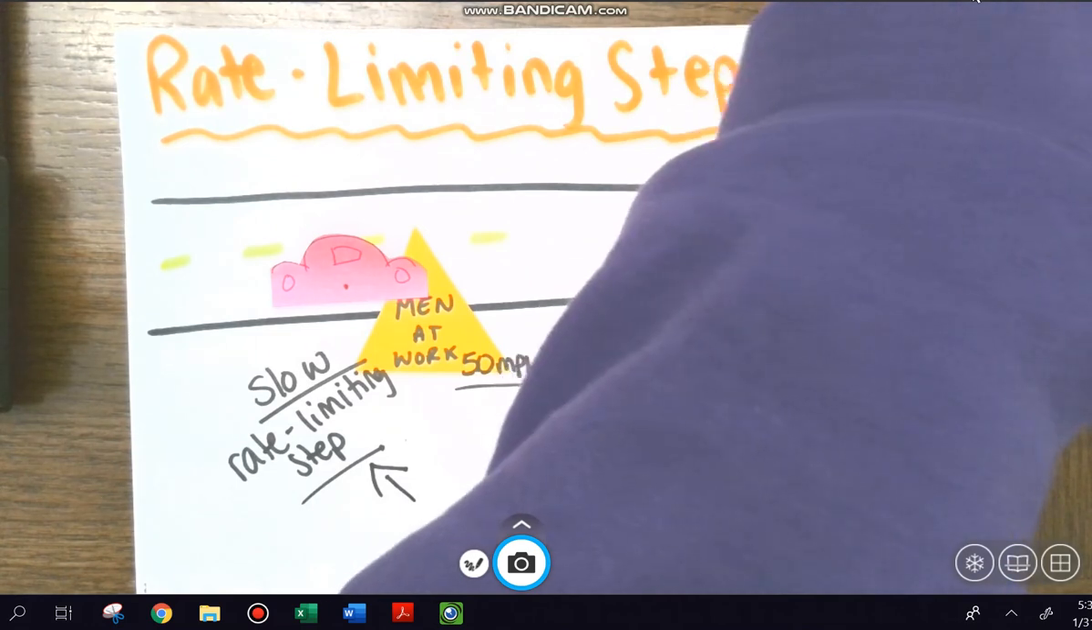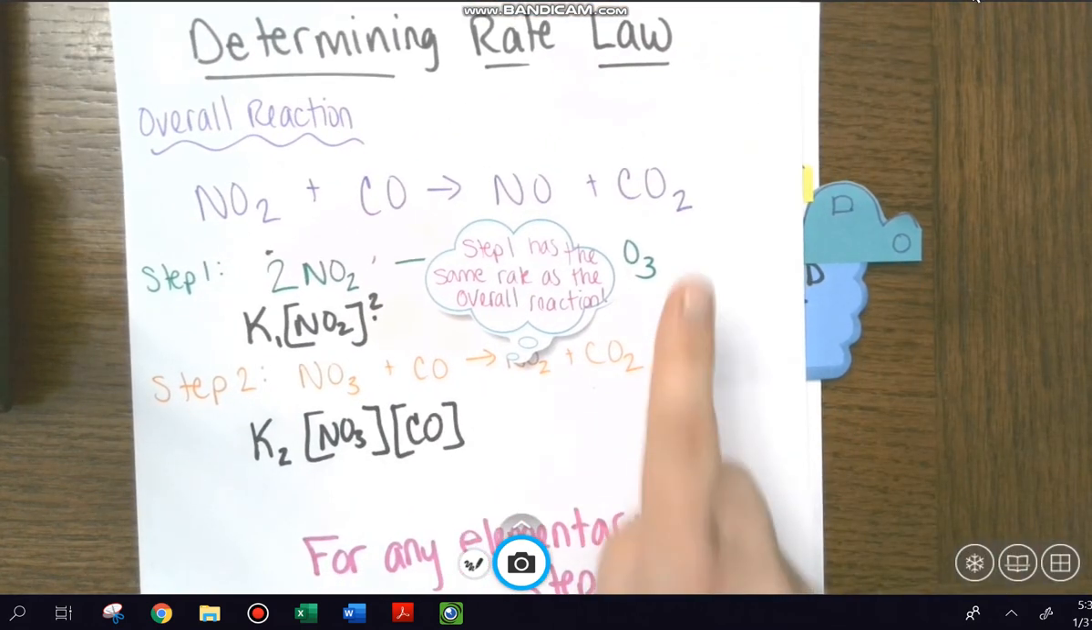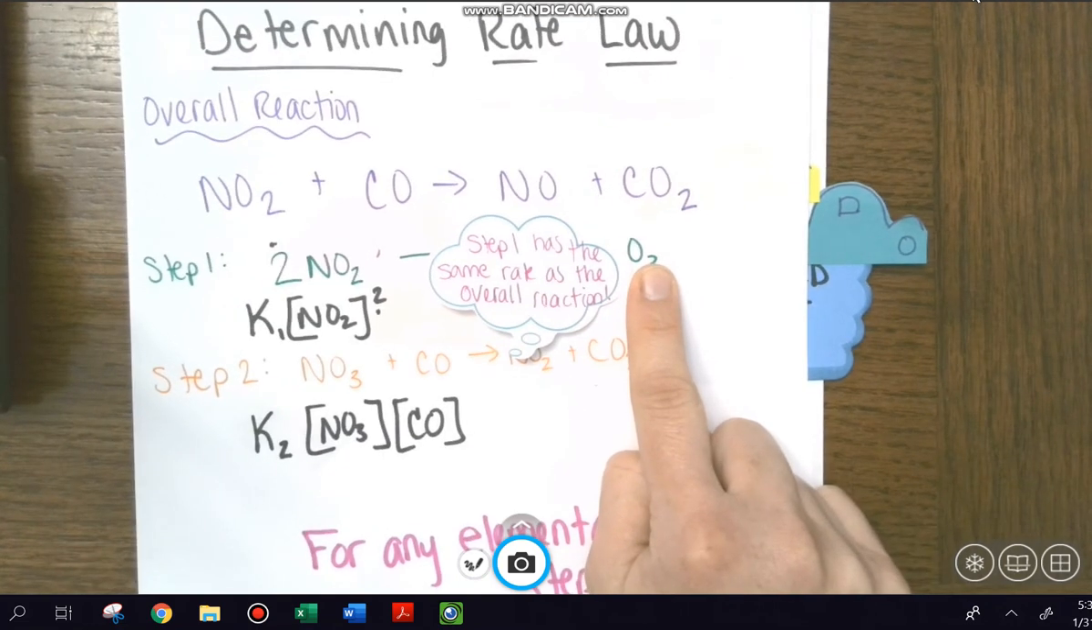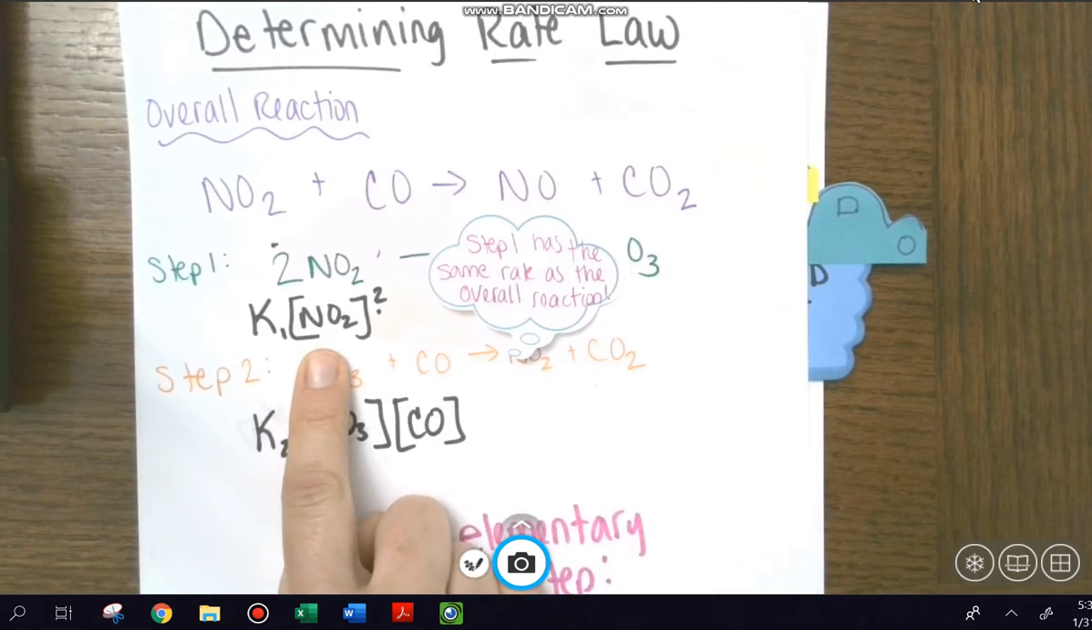So, if we look back at our previous example, right here, this was the slow step. Of course, they would give you this if this is a question on a test or exam. This is the rate limiting step, which is why this is our overall reaction rate law.